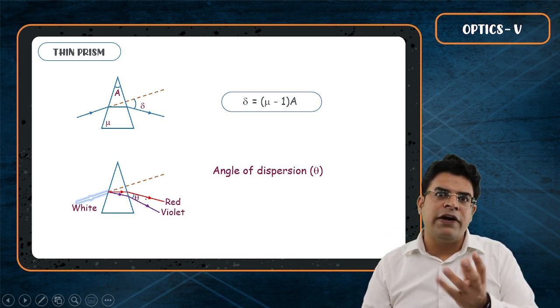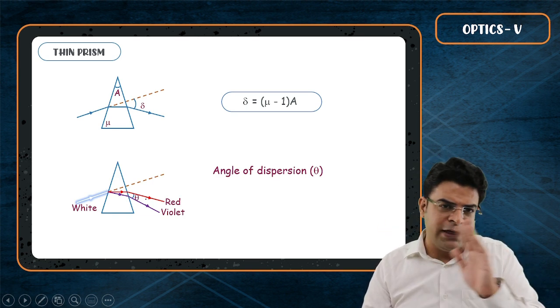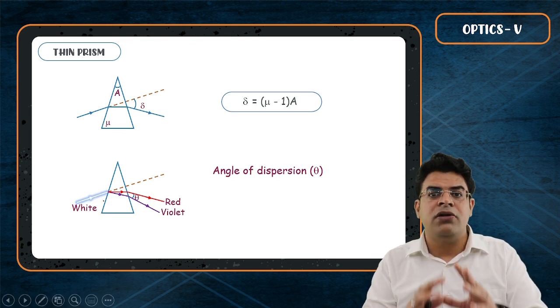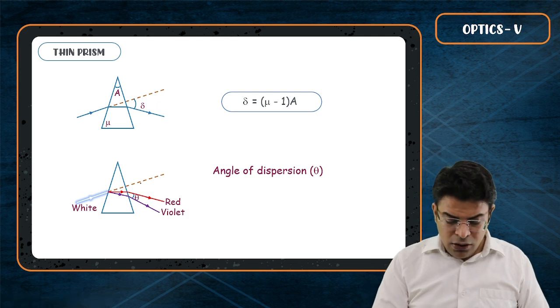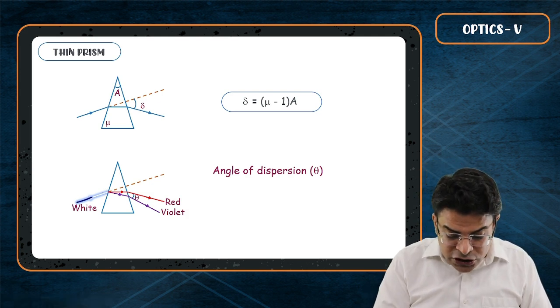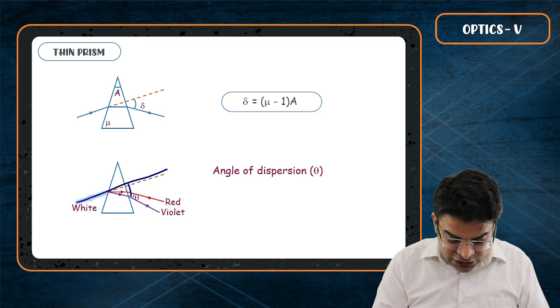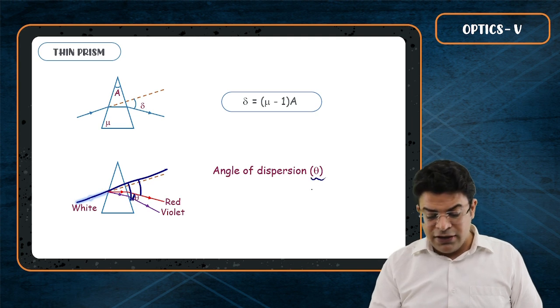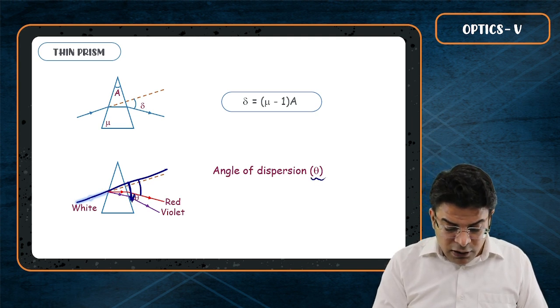So sir, how to find the angle of dispersion? It's quite easy. When you hit white light, it is nothing but a mixture of all the colors. Now we know that from its original path, violet deviates the most, red deviates the least. We can say that this angle of dispersion is nothing but the deviation of the violet minus the deviation of the red.